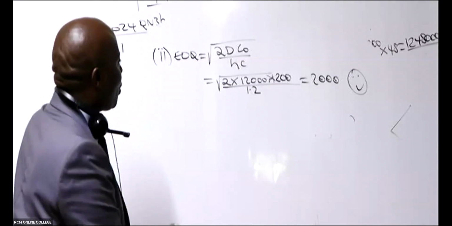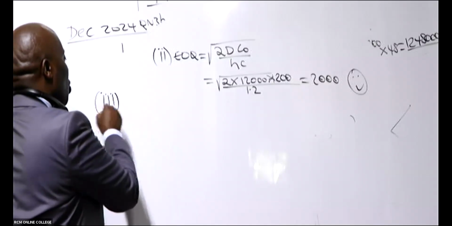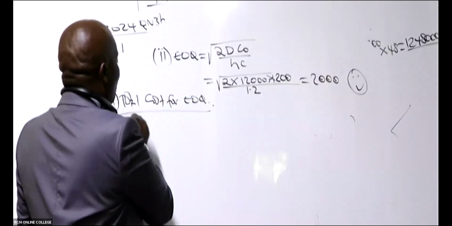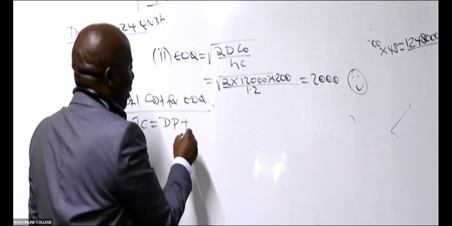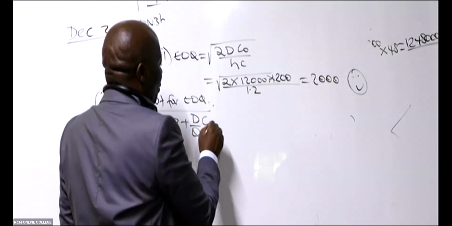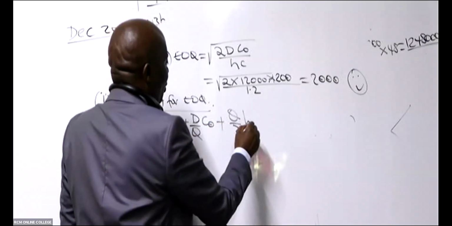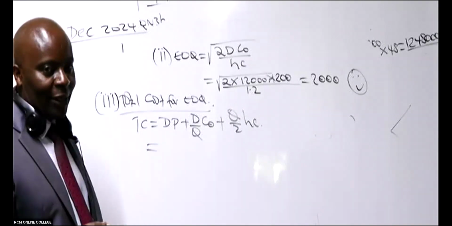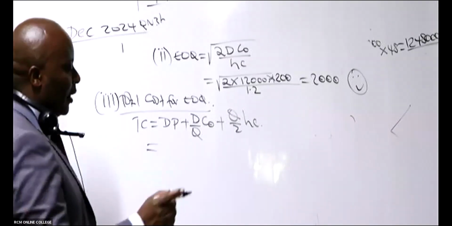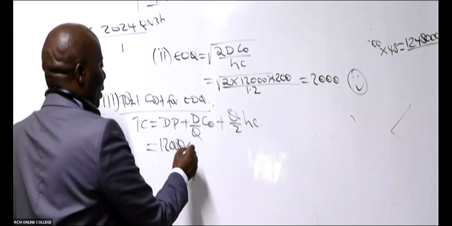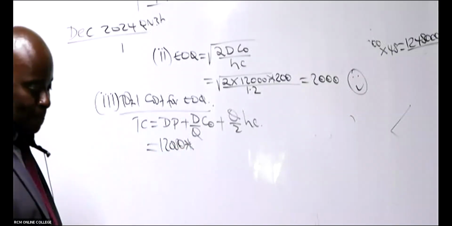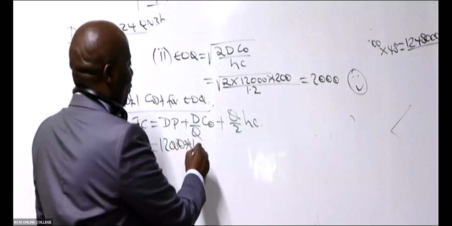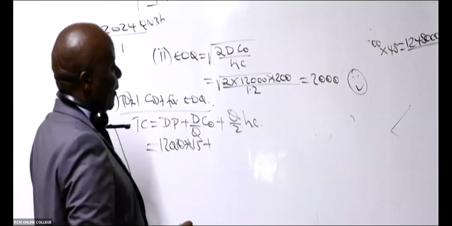So go ahead and give us the total cost for EOQ. This TC will be equal to DP plus D over Q Co plus Q over 2 Hc. The annual demand, I hope they still remember, is 12,000, right? The price per unit, you guys had given me a figure. Price per unit was how much? 15 per unit, plus the D over Q.